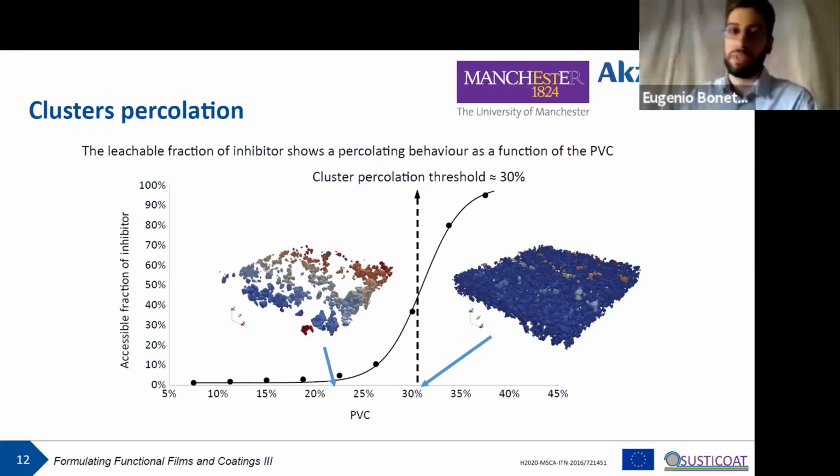This is something that needs to be taken into account when formulating a coating, because if the PVC of the coating is above this threshold, of course you could have a complete depletion of the inhibitor reservoir due to the presence of this large cluster, because all the particles are connected, basically.